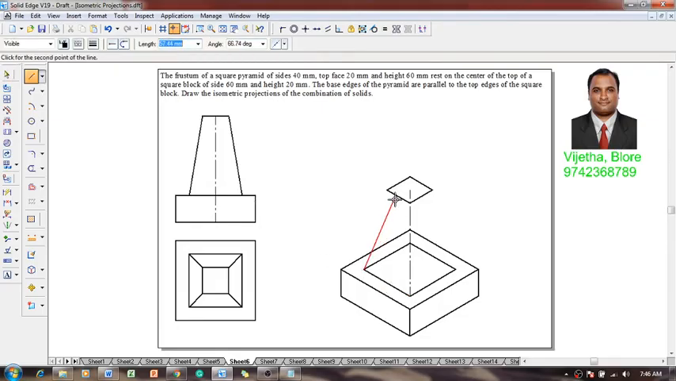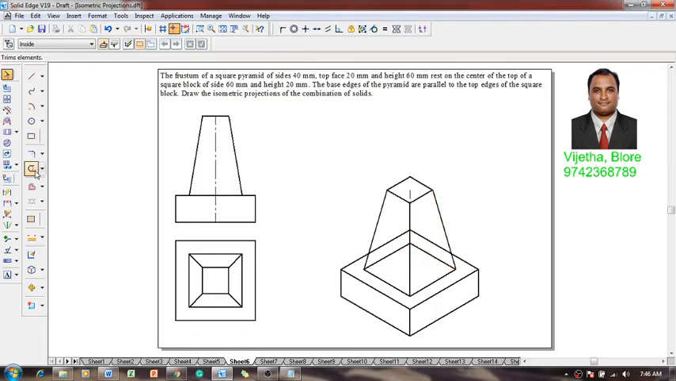Now let me redo those portions, and then whatever visible edges there are, we connect them. Whatever is not visible can be trimmed off, or it can be retained as thin lines if required. Thus, I can say that the construction of the isometric drawing is completed as per our requirement.